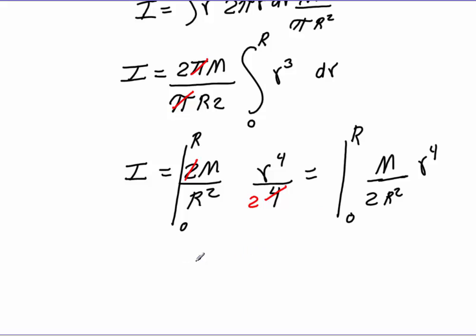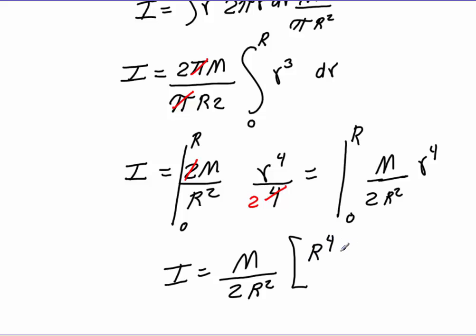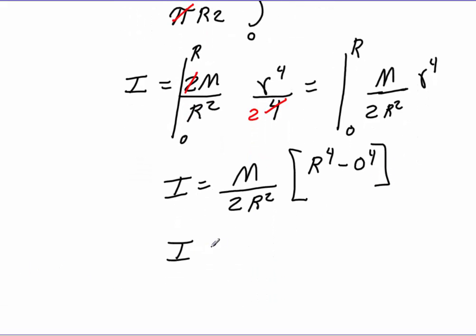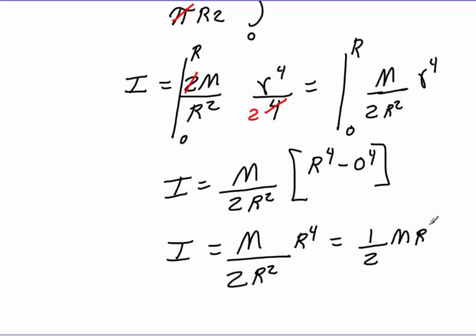Okay, I put the values in. That gives me I is equal to M over 2 R squared of the values of big R to the 4th minus 0 to the 4th. Scroll down, and that's going to give me I is equal to big M over 2 big R squared of R to the 4th. And we simplify that, that will give us 1/2 mass times big R squared.